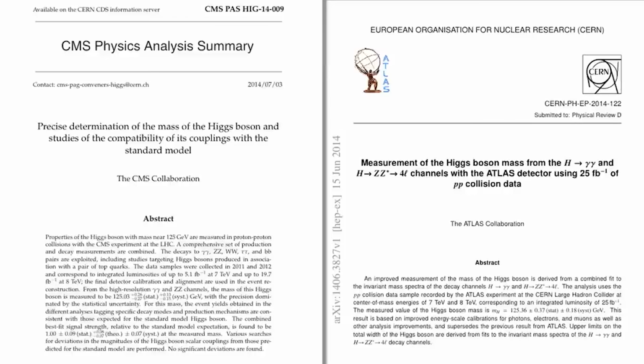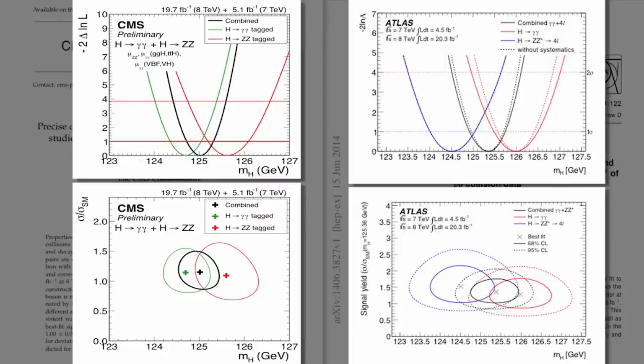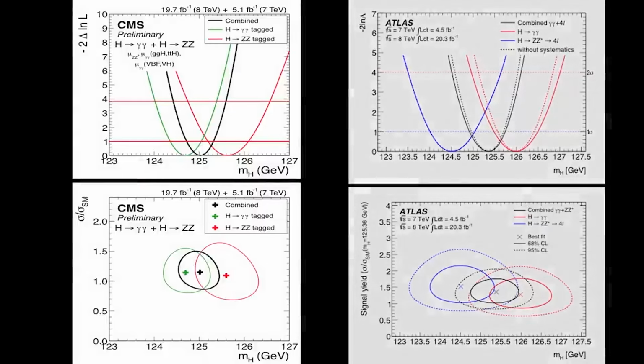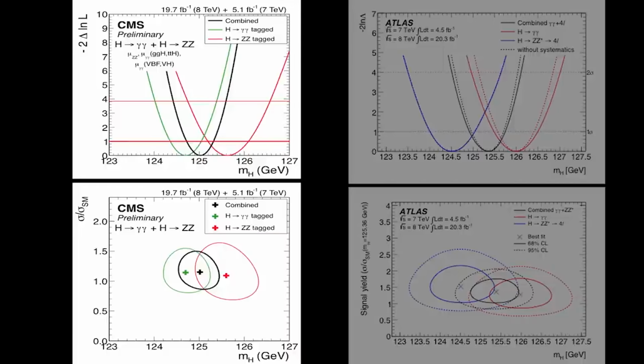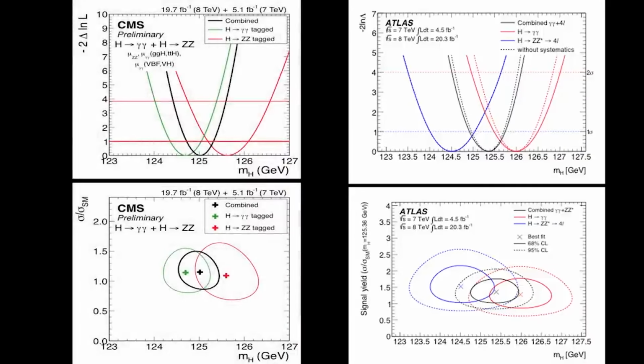If we compare the CMS and ATLAS data side by side, we see pronounced twin peaks in both data sets, but with a significant difference. In the CMS data, the ZZ channel is significantly more massive than the gamma-gamma channel, yet in the ATLAS data, it is reversed, with the gamma-gamma channel significantly more massive than the ZZ channel. As of summer 2014, the Higgs paradox was becoming more and more apparent.